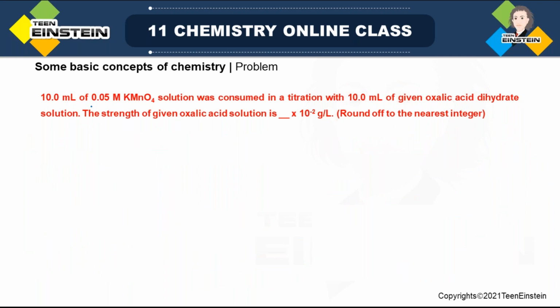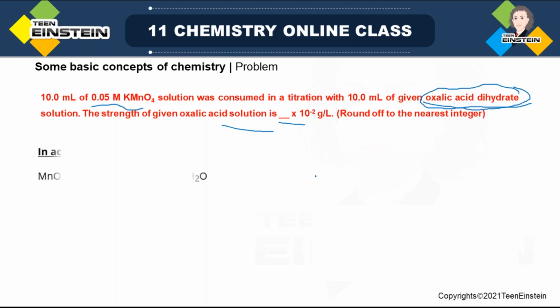Ten ml of 0.05 molar KMnO4 solution was consumed in a titration with 10.0 ml of given oxalic acid dihydrate. This dihydrate term is very important. Don't miss it. Why it is so, you will get to know after some time. You have to find the strength of the given oxalic acid solution in this format, rounded off to the nearest integer. So this is a redox reaction. KMnO4 is the oxidizing agent, oxalic acid is the reducing agent.